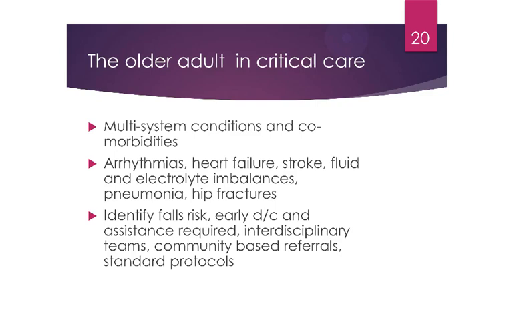So the issue with the older adults in the intensive care is that they can have multiple problems and multiple comorbidities which can make the care very complex for them. They can already have arrhythmias, heart failure, stroke, fluid electrolyte imbalances, pneumonia and hip fractures. So it's important to identify falls risks, try and implement an early discharge plan and any assistance required, look at any community-based referrals and interdisciplinary teams like social care.